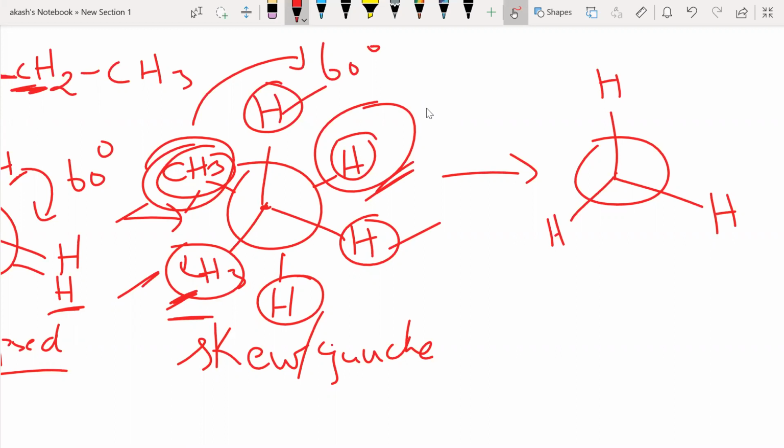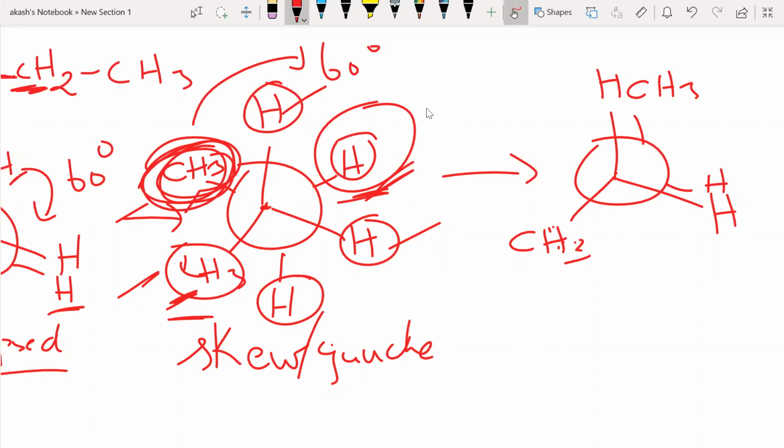Now, the second carbon atom, now I have rotated by 60 degrees. Oh, this is not a H. Sorry, this is CH3. Right. Now, if I've rotated by 60 degrees, what would have happened is this methyl group which I have here would have come here. And this hydrogen atom which I had here would have come here.